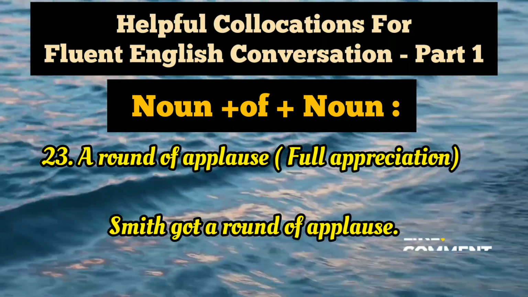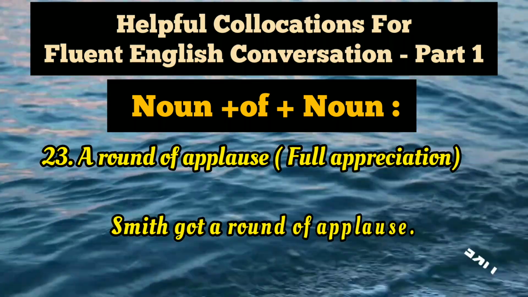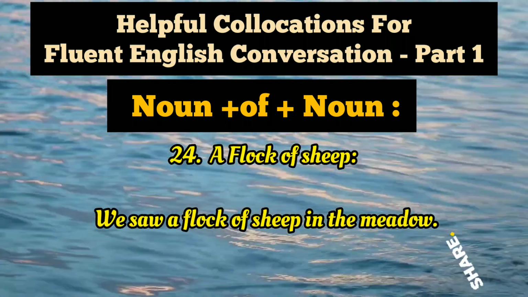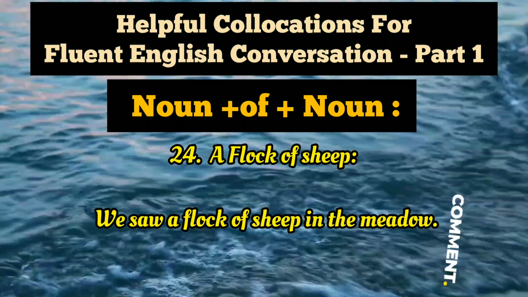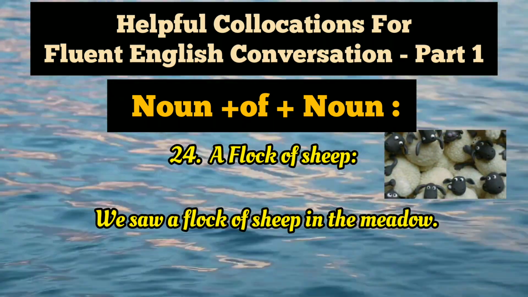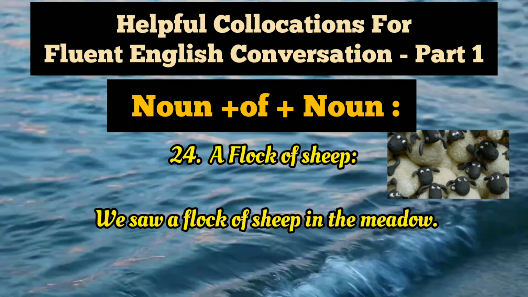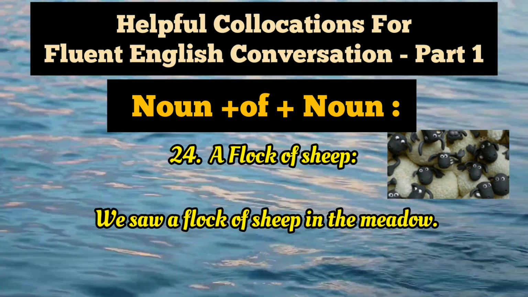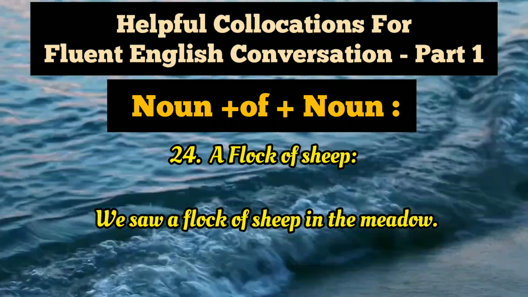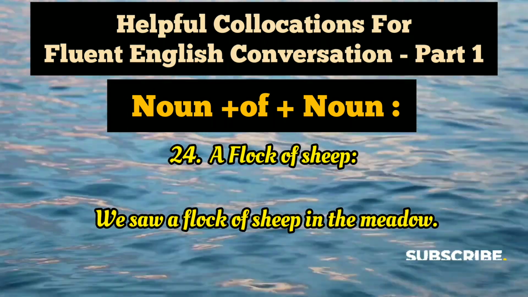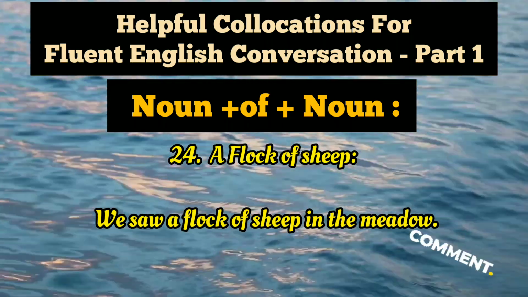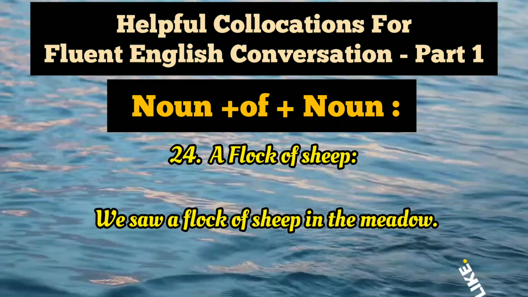So up next, we are going to turn our attention towards the 24th one, which is a flock of sheep, right? Flock here again is a noun. It means a group, and of is used as usual, as you know, and then I'm using another noun, that is sheep. That is an animal, again it's a noun. So a flock of sheep. So let me show you how to use it. We saw a flock of sheep in the meadow. That means we saw a group of sheep in the field.